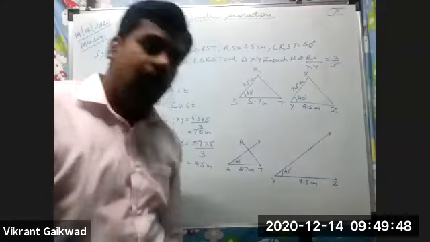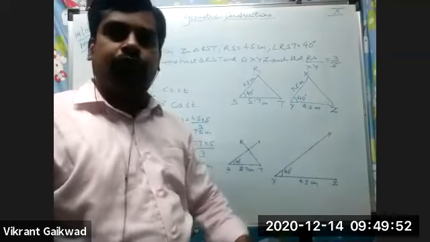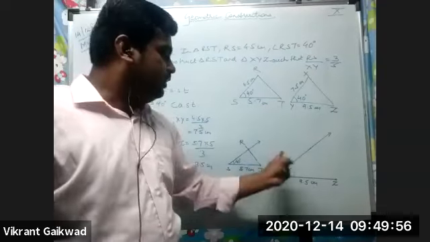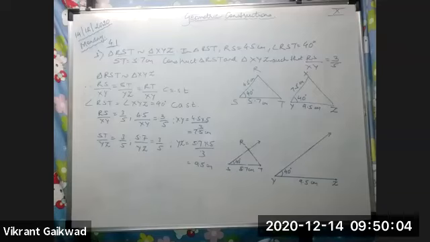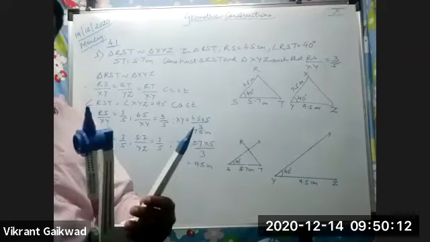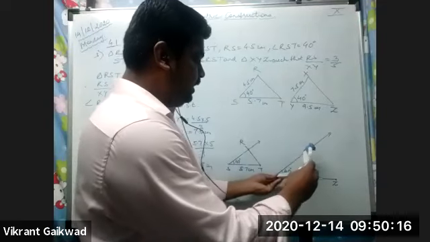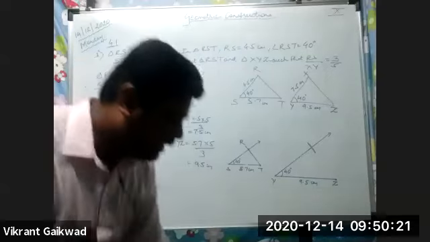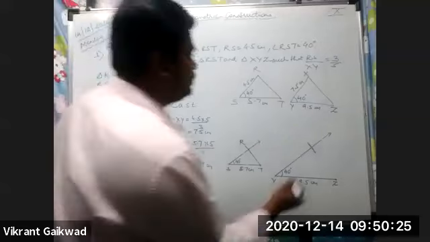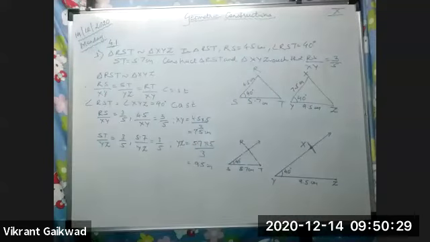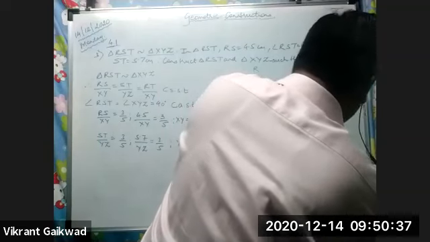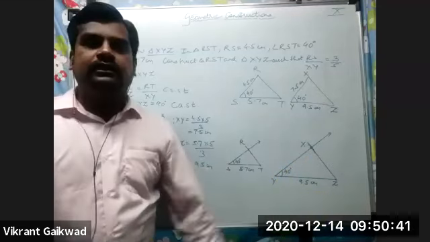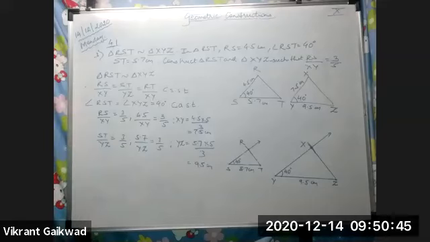Now you've got the angle of 40 degrees, you've got 9.5. You need to get point X on the arm of the 40 degree angle. So take 7.5 on your compass, tip at Y, and get an arc of 7.5. This will give you point X. Join X with Z. So XYZ is the required triangle. Is this clear to all the students?